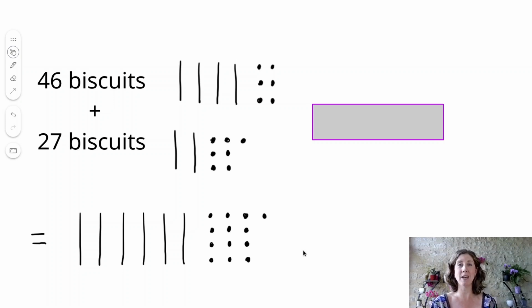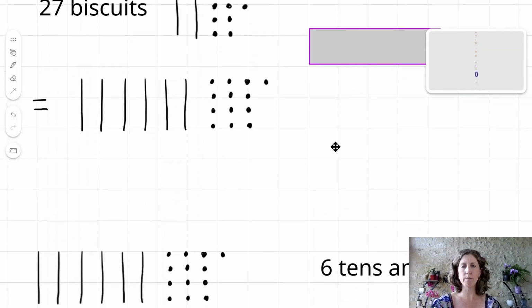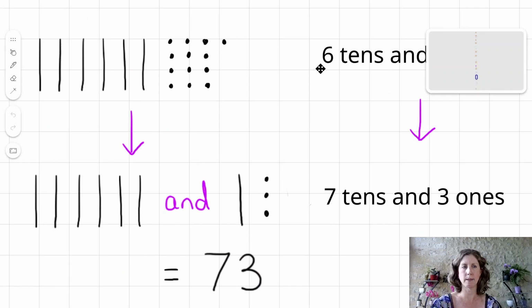If it goes over 10, it means I can take some of those ones and turn them into a ten. And that's called exchanging. Okay, that word looks like that. So that's what I'm going to do. I'm going to exchange some of my ones for another ten. And it looks a little bit like this.